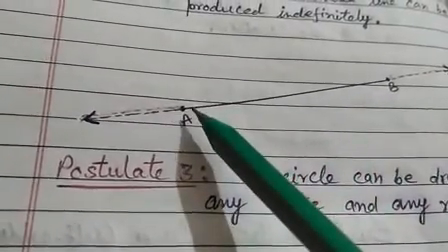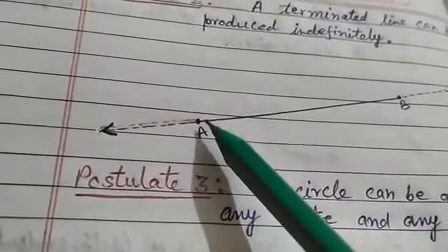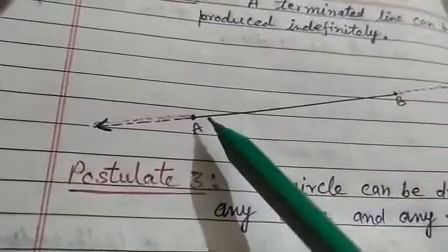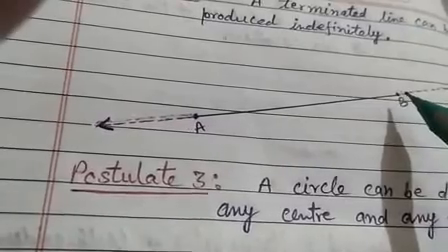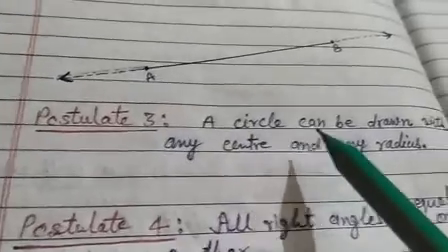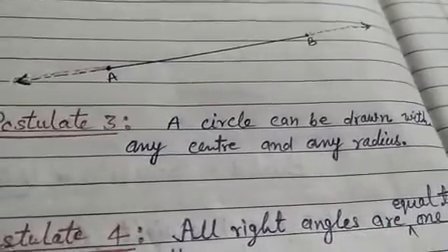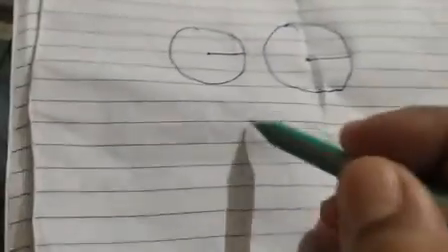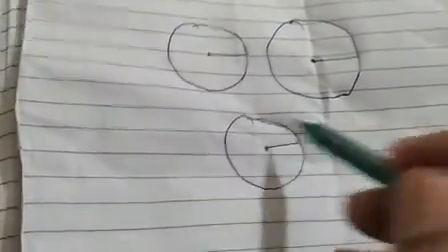Today, this terminated line is known as a line segment. The line having 2 endpoints, this is a terminated line or line segment. Postulate 3. A circle can be drawn with any center and any radius. Means we can draw any circle of any radius, any center. We can take any center, any radius, and can draw any circle.